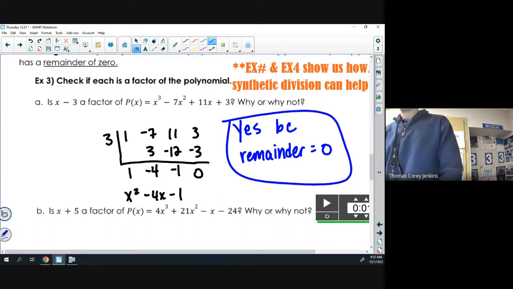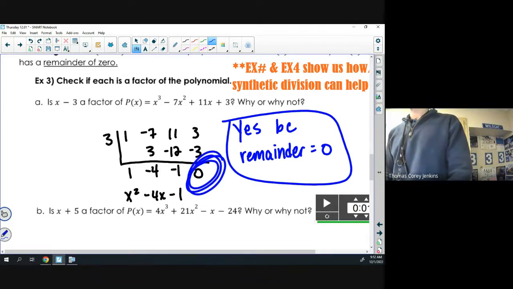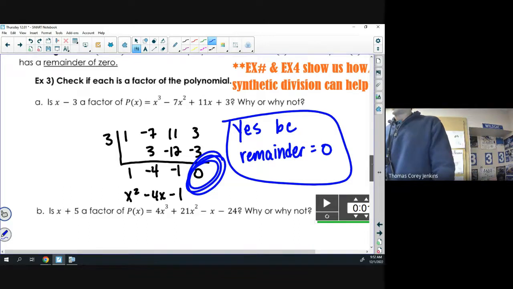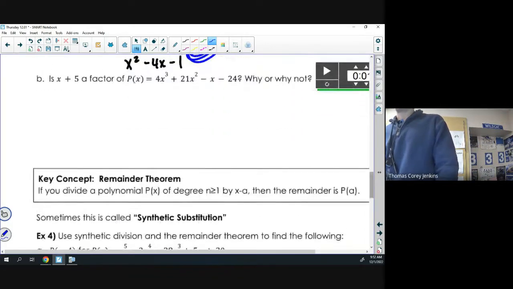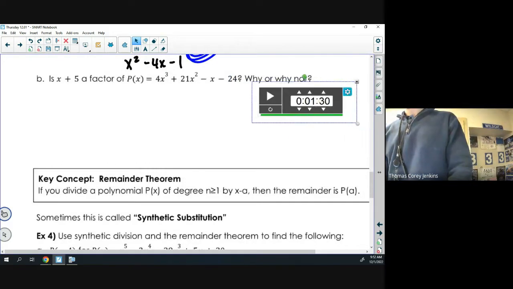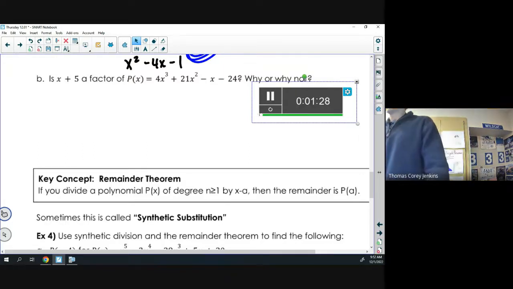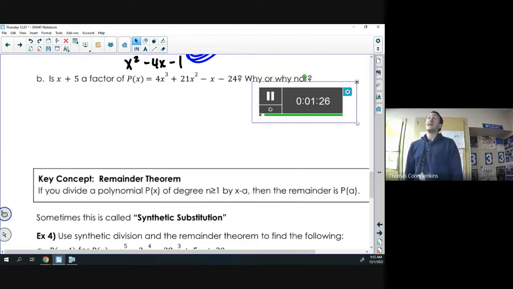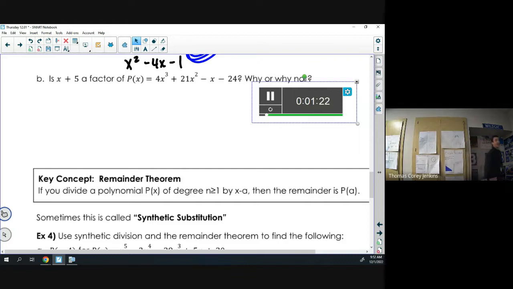All we really cared about there was that remainder. Now with a little bit less help, you try the next one. Is it a factor? Why or why not? We're taking x plus 5 into 4x cubed plus 21x squared minus 1x minus 24. Don't assume it's wrong if you get a non-zero remainder here. That hasn't happened yet, but it does not always have to happen.